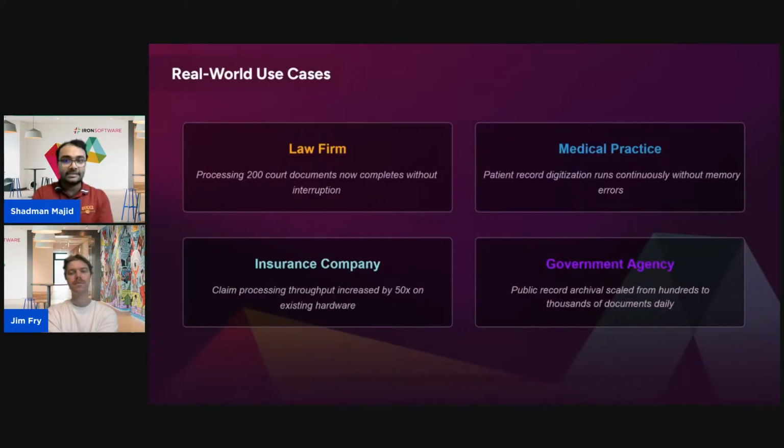For medical practices, patient record digitization becomes much easier, because if there is a hospital or healthcare practice that has hundreds or thousands of patient records to digitize very fast, they can do it continuously without running into any memory errors. For insurance companies, this means that claim processing throughput could increase up to 50 times on existing hardware. And for government agencies, for public records archival, you can scale that processing from hundreds to thousands of documents on a daily basis. That means making your day-to-day work much more efficient, faster and effective than before.